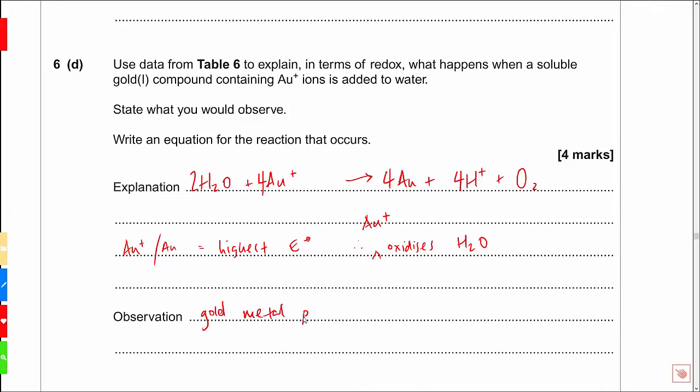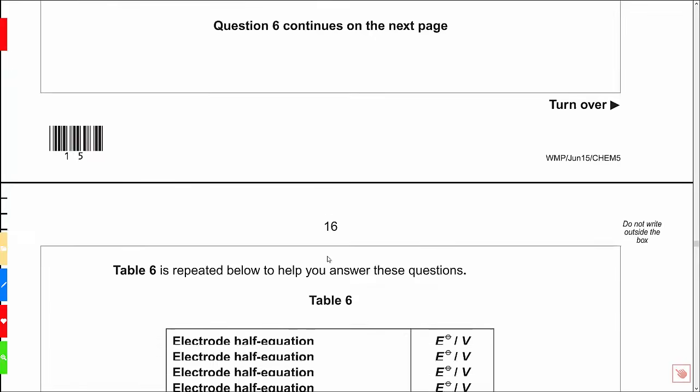So gold metal produced would be an observation. Another observation, really easy one, would be oxygen gas produced. Observation: bubbles of O2 gas. 4 marks there, easily covered with the correct equation, explanation, and then observation as well. There is only one observation needed, but whichever one, bubbles might be the easiest one to put down, to be honest. Scrolling down, this question continues.